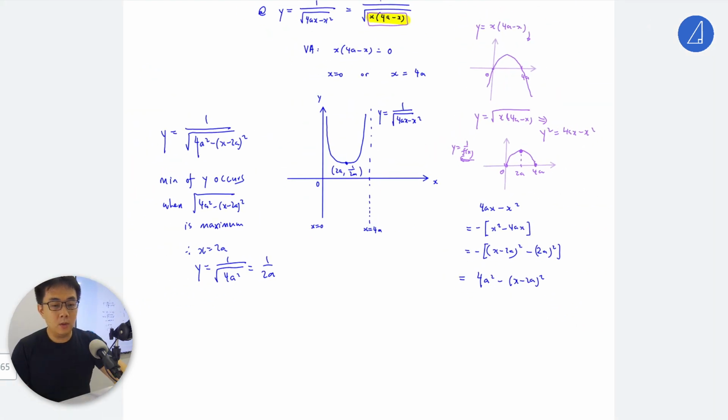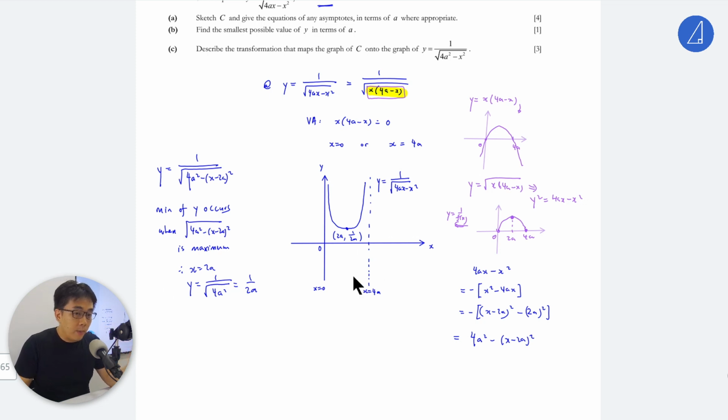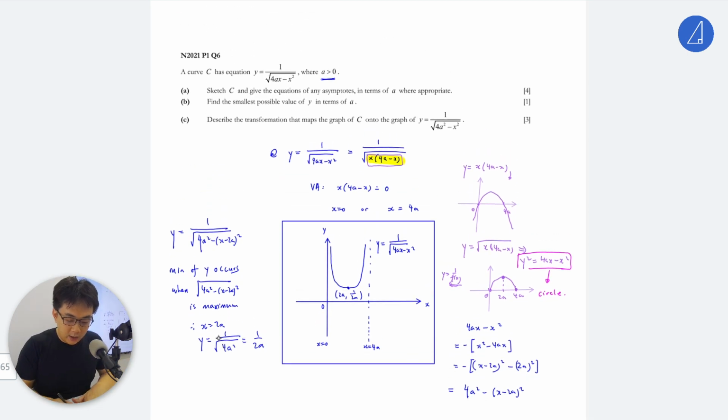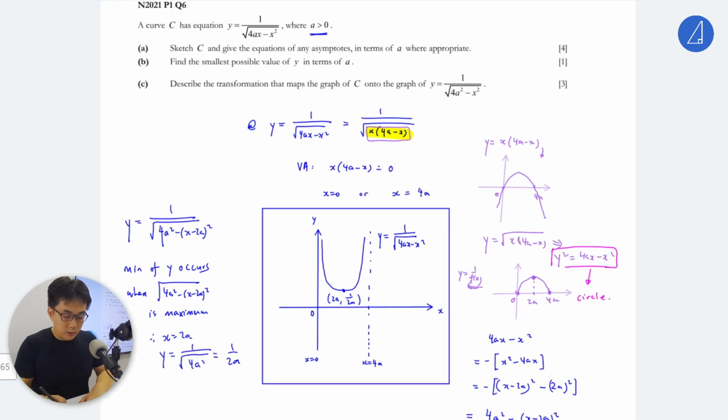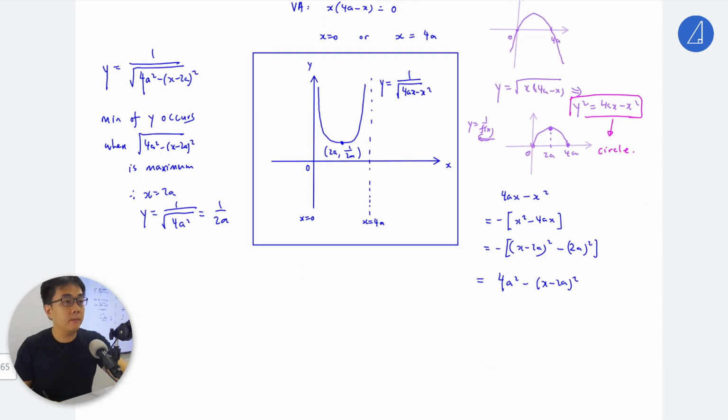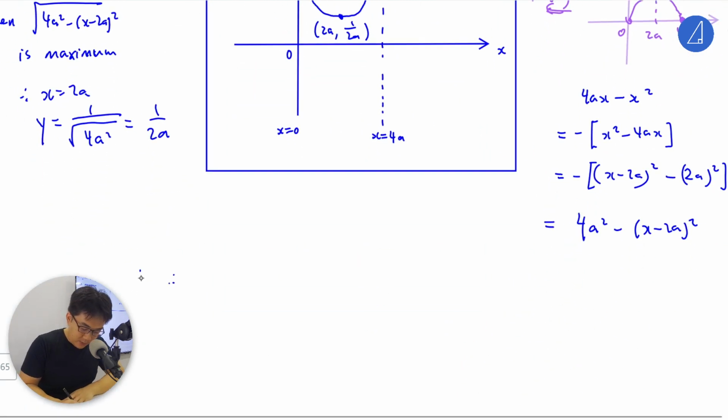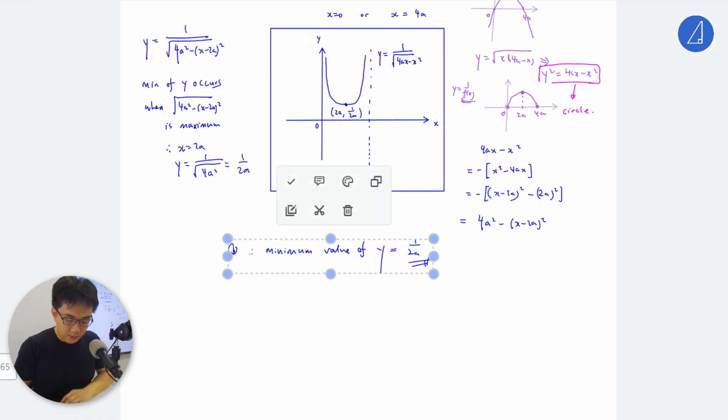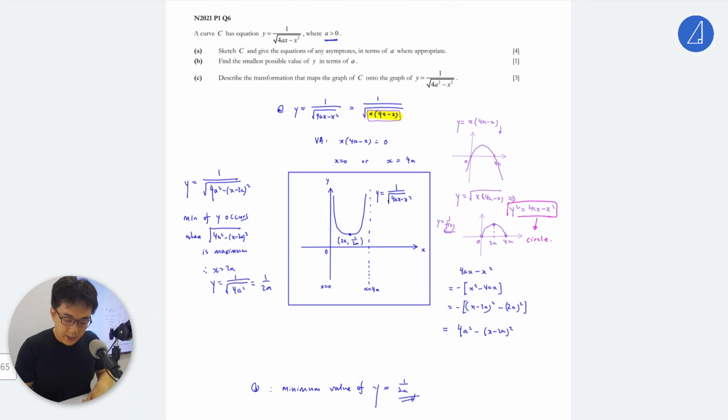You can also use dy/dx to find the minimum point, but I think that is very inefficient. As long as a quadratic equation is involved, just complete the square. Okay, I'm sorry, actually the minimum point is not required, because they never asked. But I just drew it. So the smallest possible y, yes. So part B, hence minimum value of y is 1 over 2a. They never asked for the minimum point for the first part.